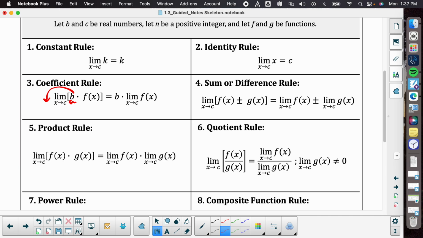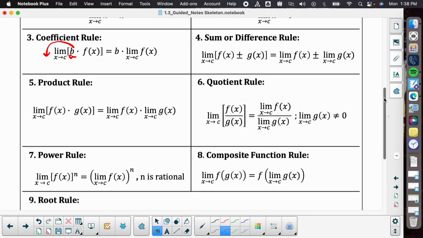Sum or difference rule. So let's say you have the limit of x squared plus 2x. Those are two different terms, and you would be allowed to take the limit of both of them together, or the limit of x squared and the limit of 2x separately. Whichever works easier. It's the same either way, plus or minus.